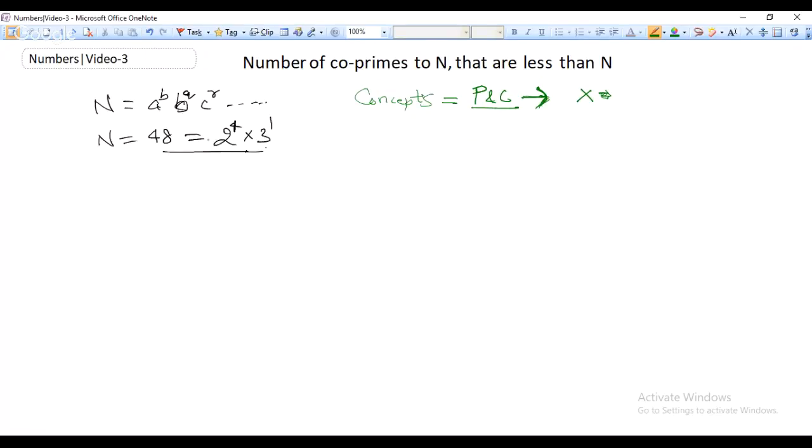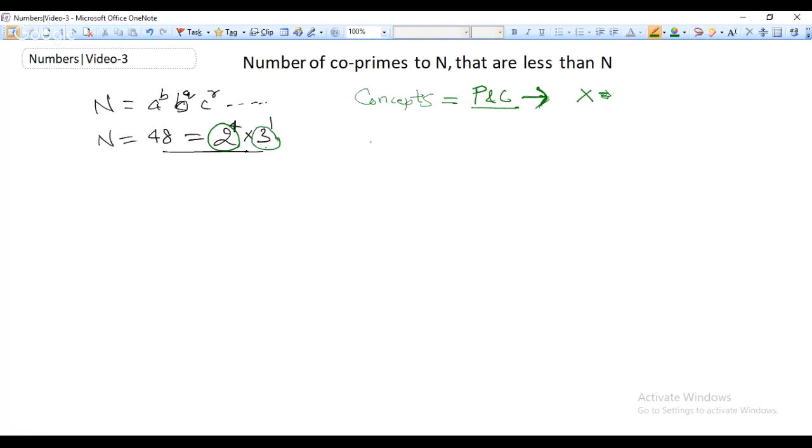We will see that 2 to the power 4 into 3 is the number, right? So we have 3 and 2 as our prime factors. So every number which is divisible by 2 will be a factor of 48, or not co-prime to 48, because it will have 2 as its common factor. And every number divisible by 3 would have a common factor with 48.